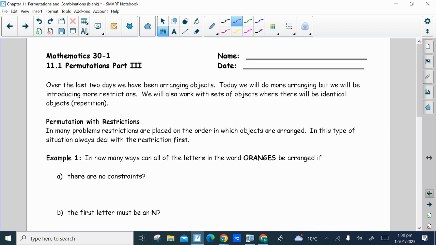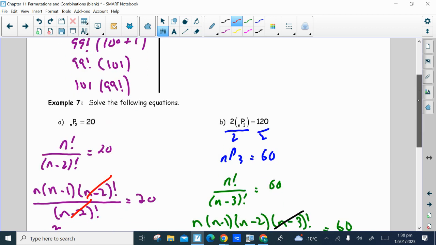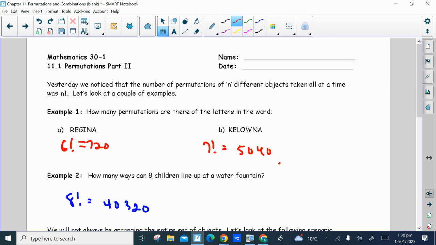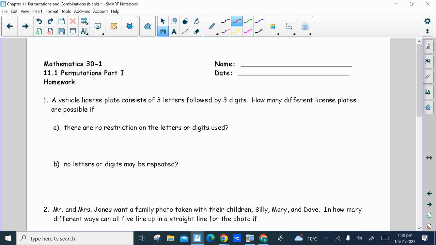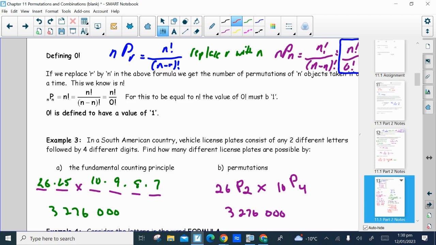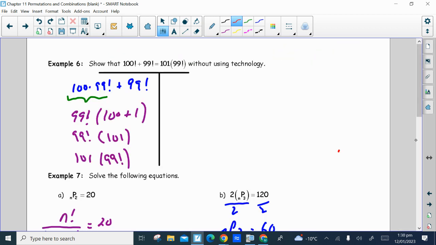So tomorrow we'll start looking at some questions where there's more restrictions or where we have letters that are repeating, and how do we handle that. So what you should work on is, if you back up a few pages, you'll see that assignment number 1. So that's page 9 and 10. You should work on those questions.